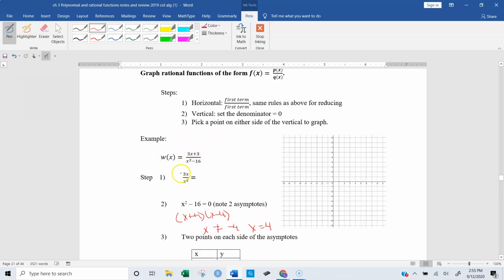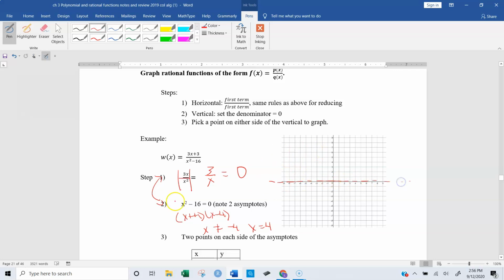So 3x over x squared is my horizontal. Should have flipped these two. I always do this one first and this one second. So that's going to be 3 over x, which means there is no horizontal. We have a slant graph. Oh, sorry, I lied. That's when the 0 is on the bottom. That's we have a 0. So our y equals 0. So now we have a 0 here.